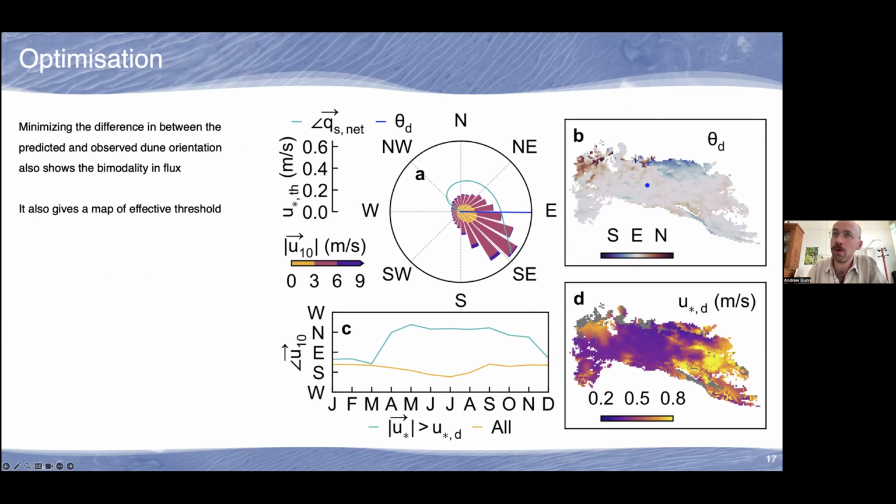And if we find the threshold friction velocity that makes the windrose have a flux orientation which matches the dune orientation, so we solve for the threshold to make them match, then this is what that map is. This is the map of the threshold that makes the wind climate produce the dunes that are observed. And you can see this nice gradient in the thresholds from 0.2-ish to 0.8 meters per second, which is pretty remarkable. And now we want to explain this map.